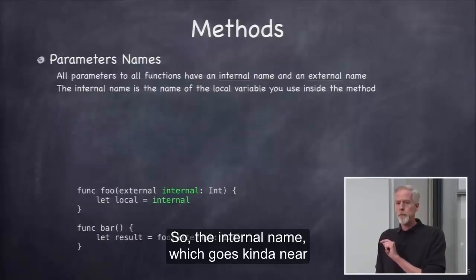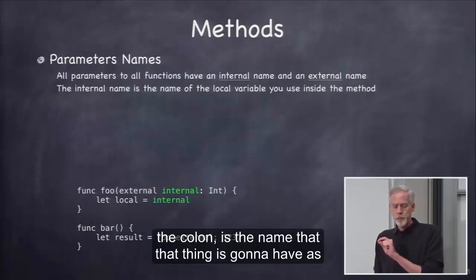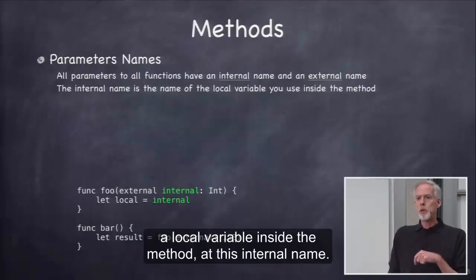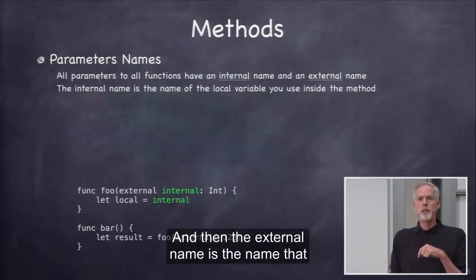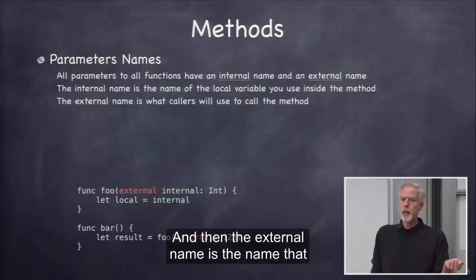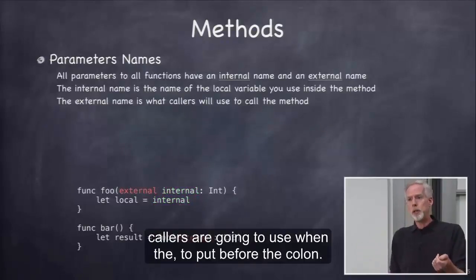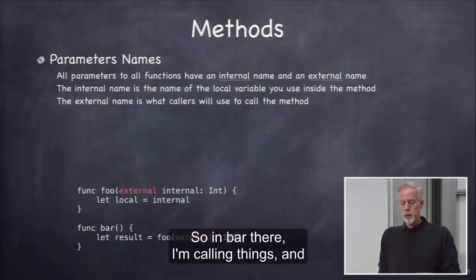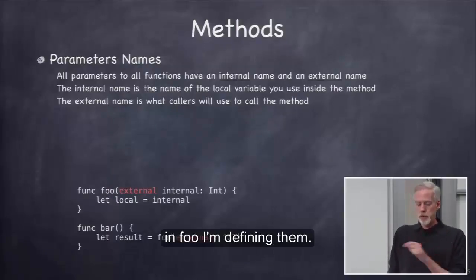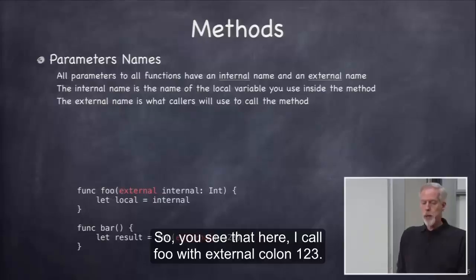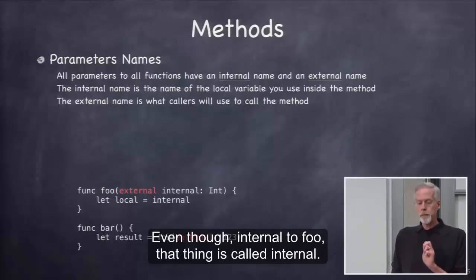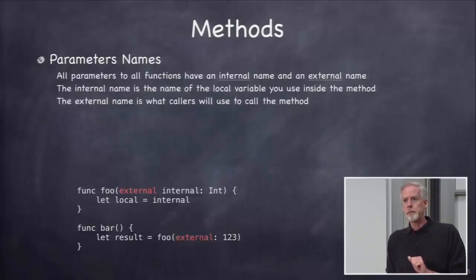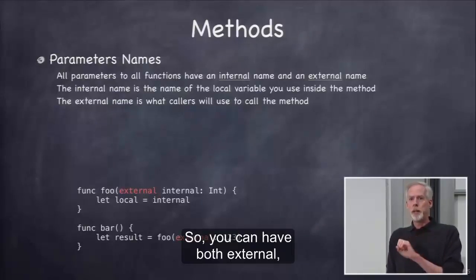The internal name, which goes near the colon, is the name that thing is going to have as a local variable inside the method. That's its internal name. And then the external name is the name that callers are going to put before the colon when they call the function. So in bar there, I'm calling things, and in foo, I'm defining them. So you see that here, I call foo with external: 123, even though internal to foo, that thing is called internal. So you can have both external and internal names.